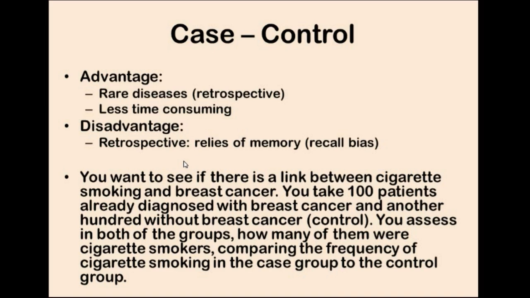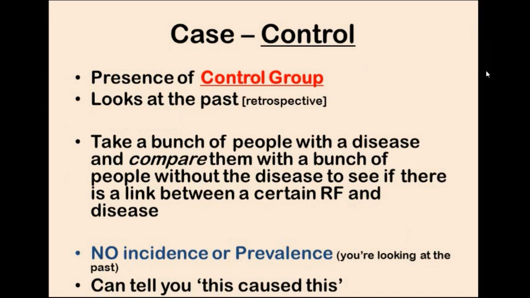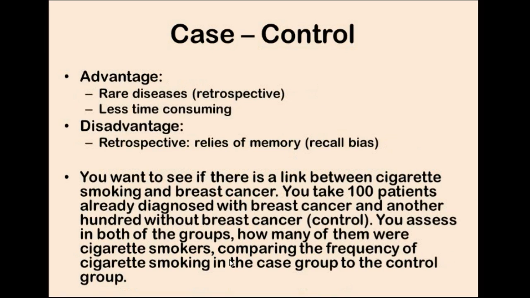The disadvantage of the study is that it's retrospective, so it relies on memory. That means that there is the possibility of recall bias. For example, in this study, the patients might not be able to recall properly how much they smoke or how much they've been smoking, and that can affect the effectiveness of the study. Again, this can tell you or establish a causal relationship. Like in this case, we can link cigarette smoking to the presence of breast cancer.